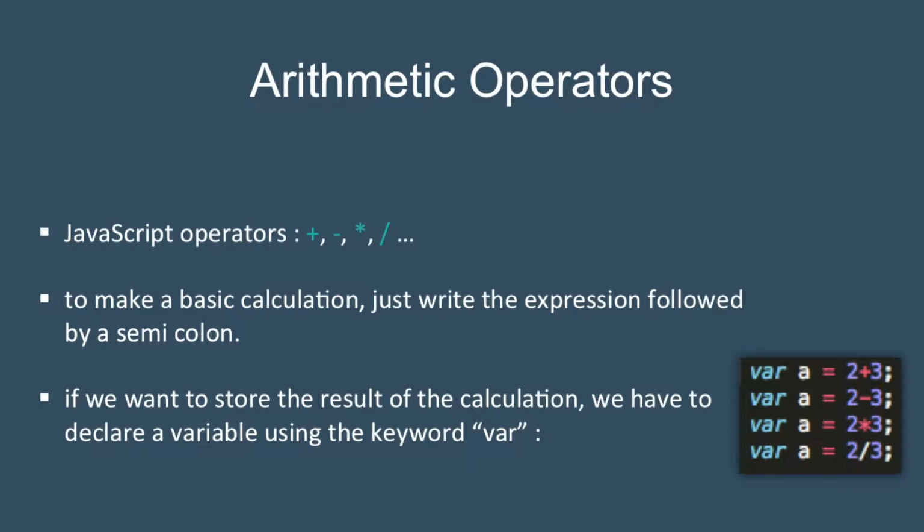The keyword var means that you are declaring a new variable. Then you write the name of the variable, here we named it a. Eventually, you assign the result of the calculation to the variable by using the equal sign.